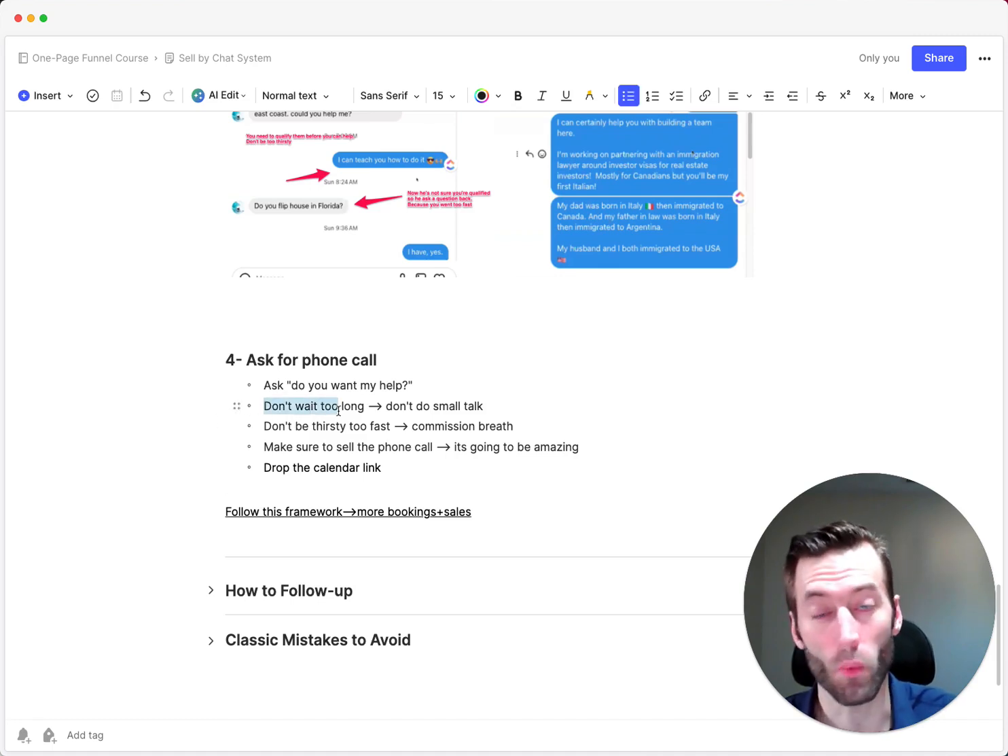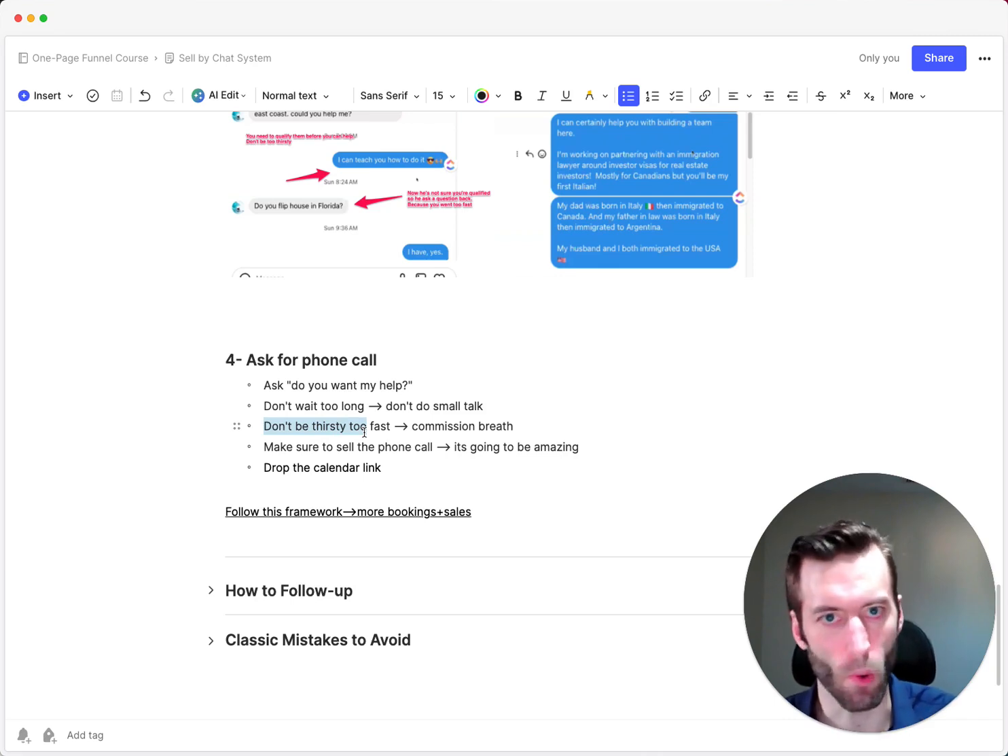And also, don't wait too long to do that. Don't engage in small talk. Don't try to be friendly or to build rapport. Make sure that you make the sales conversation progress, like move forward, qualify your lead, dig into the pain, and then you pitch your offer. But also, of course, don't be thirsty. Don't do it too fast. Otherwise, you sound salesy. Make sure you follow the steps.